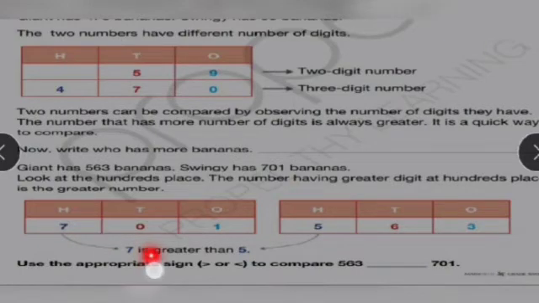Now we have to compare here. 7 is greater than 5. That's why 701 is greater than 563.